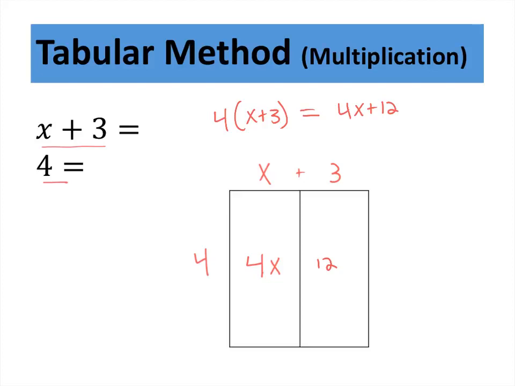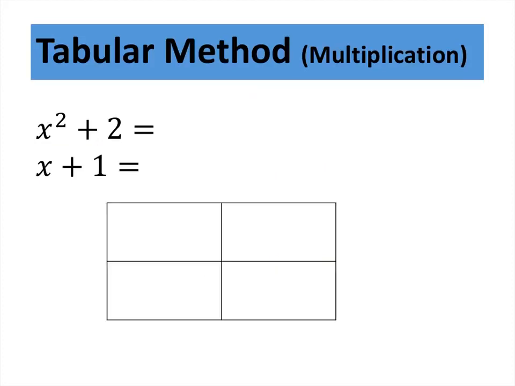As much as I love the distributive method, 4 times x and 4 times 3, that only gets us so far. And you'll see that in one of the examples coming up. So when I have something like x squared plus 2, remember that there's a missing piece there.